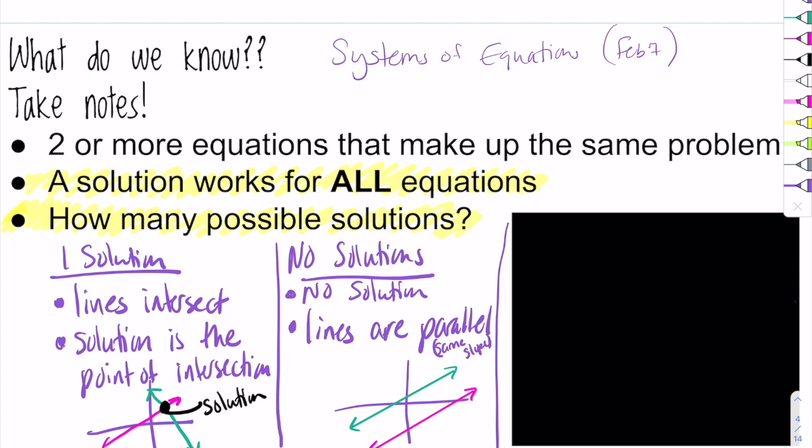So to answer the question, how many possible solutions? So far, we've seen that there can be one solution. That's when the lines intersect, and the solution is the point of intersection. We've also seen that there can be no solution when there's no point of intersection or the lines are parallel. That happens when they have the same slope. If the rise and the run is the same, they're going to have the same tilt, the same slant, the same steepness, so they would never intersect when they have the same slope. There is one more possibility.